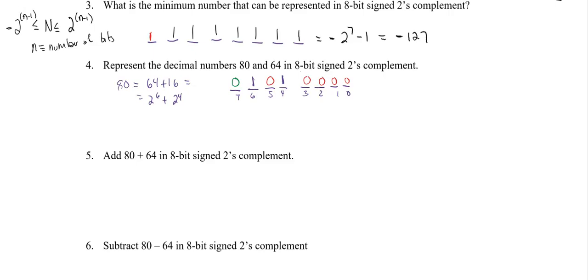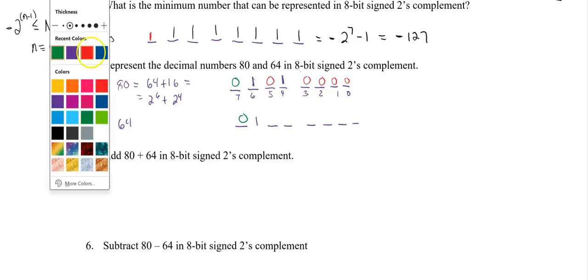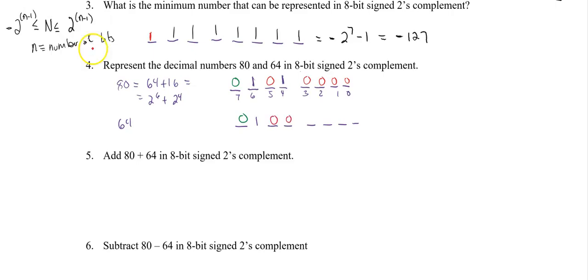And for the other one, 64, that's easy enough. That's just a 1 and everything else is a 0. So it also has a 0 as a sign bit, and everything else is a 0. So that's positive 80, and that's positive 64 in our signed 2's complement.